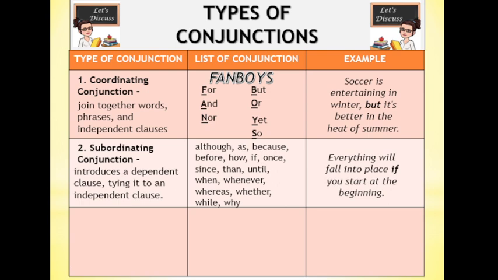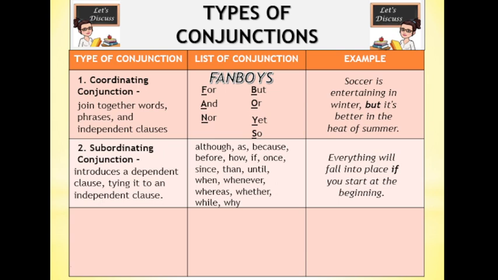So example: everything will fall into place if you start at the beginning. Here the independent clause, or what we call the main clause, is everything will fall into place. So this is our independent clause. And our dependent or subordinating clause is if you start at the beginning.